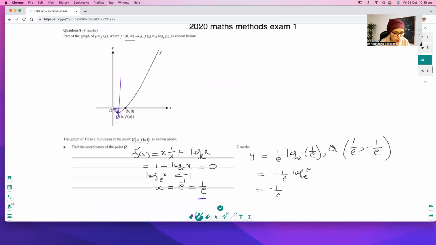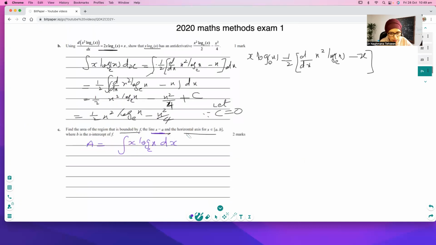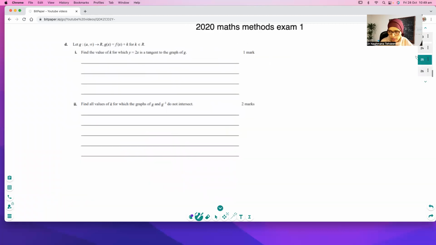No, I don't think so. We're looking for that. Just one second. I think we line x is equal to a, and then say the horizontal x-axis, x from a to b, where b is the x-intercept. Okay, yeah, that's better. I didn't read that line carefully.